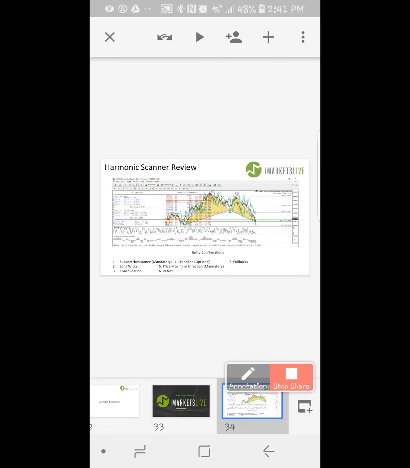And now the harmonic scanner is already good by itself. Let's just get that straight. However, when I added those two, I have been able to demo trades that are getting me 50 and 100 pips per trade. Okay.